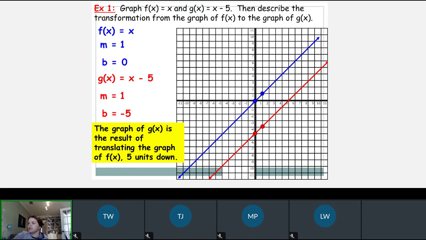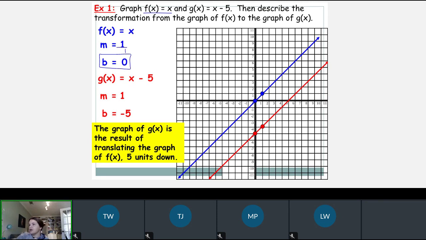So the first thing we're going to do is take a look at this one. This is the first example. We have the graph of f of x equals x. That's our parent function. That graph is in blue. As you can see, it has a y-intercept of 0, so it starts at the origin. Our slope is 1 over 1. So I go up 1, right 1, up 1, right 1. Okay, the blue line, this is our parent function.